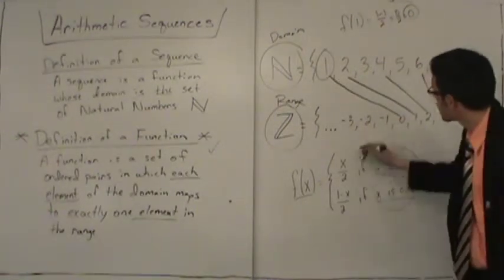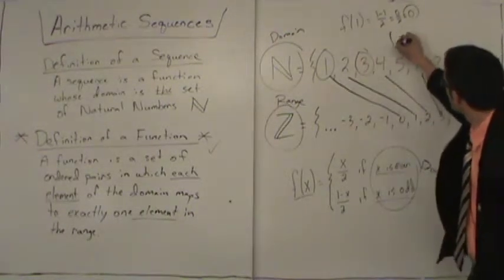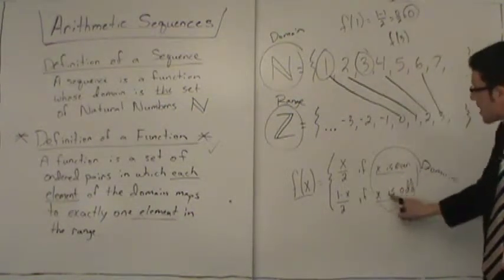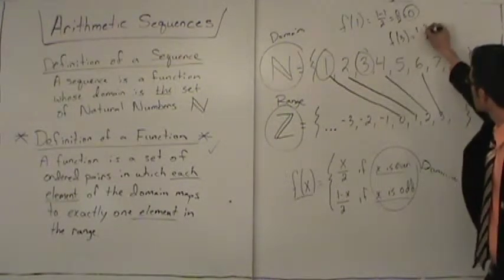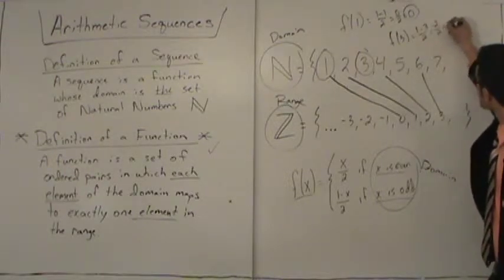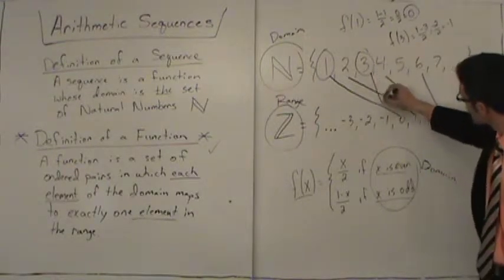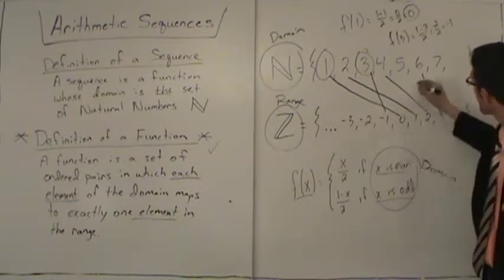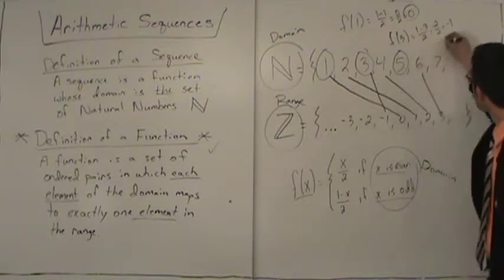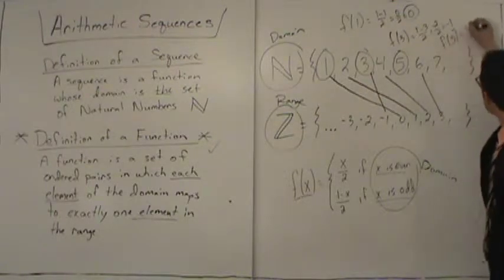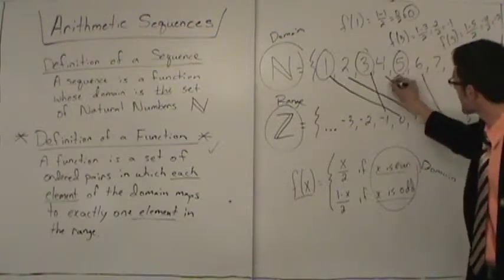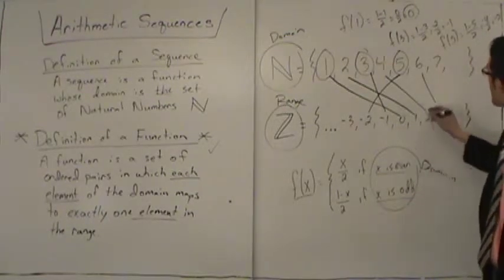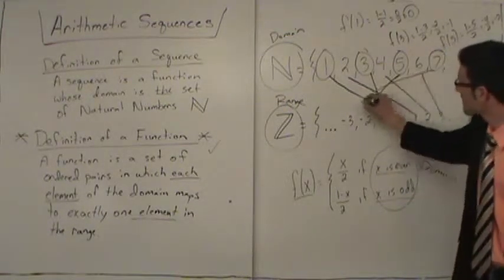And now we're going to do our next odd. Our next odd is 3. So we're going to do f of 3. Remember, when it's odd, we're going to use 1 minus x over 2. So we're going to put in 3 for x. We get 1 minus 3 over 2, which is negative 2 over 2, or negative 1. So 3 will map to negative 1. And now we're going to do 5, which is our next odd. F of 5 gives 1 minus 5 over 2, which is negative 4 over 2, or negative 2. So 5 will map to negative 2, and so on and so forth. 7 will map to negative 3.